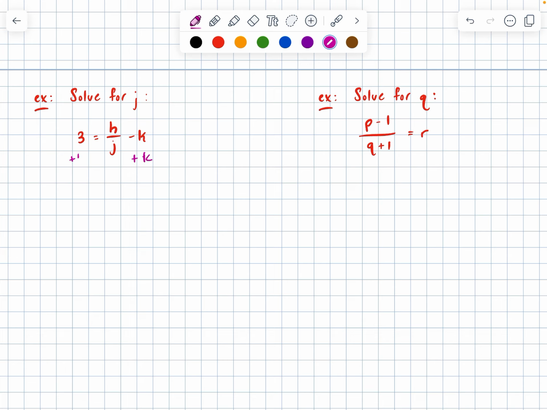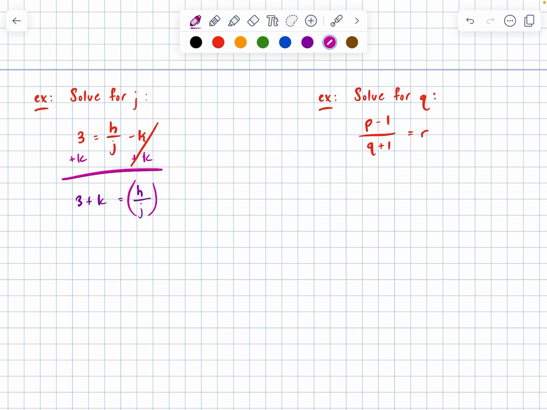I see this minus k. I want to get closer to a place where the j is by itself. Let me start by adding k to both sides. So when I do that, I add k, subtract k. Those undo each other. I get 3 plus k equals h over j. Again, I'm just using my order of operations in reverse. In this case, undo my subtraction before I undo my division.